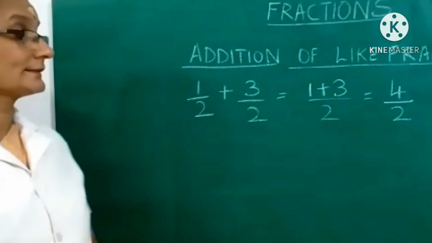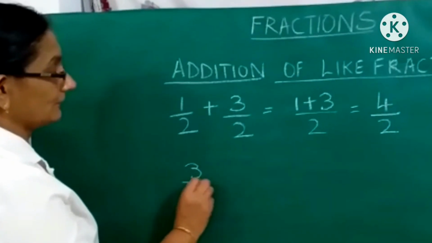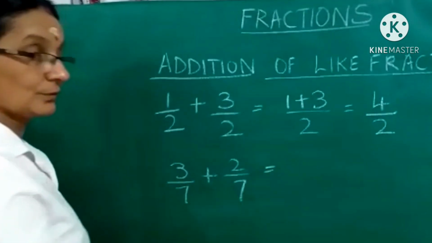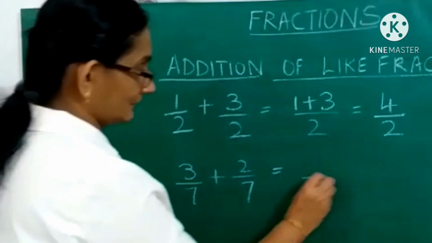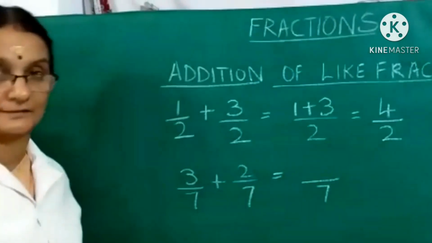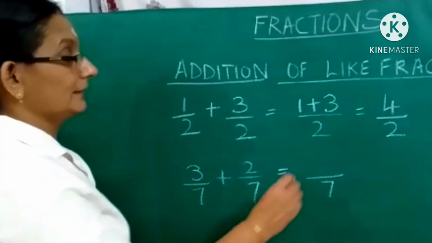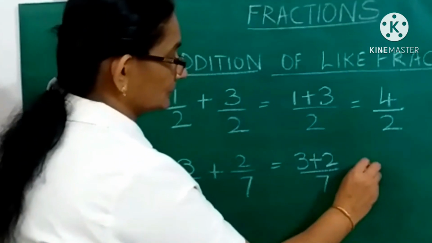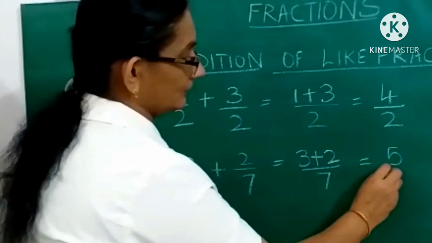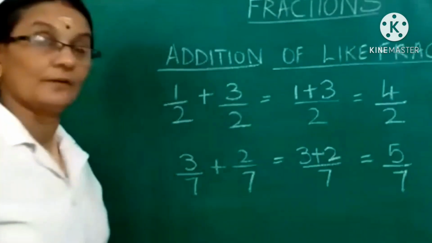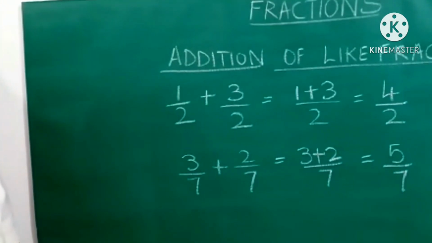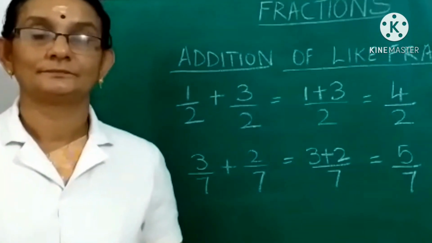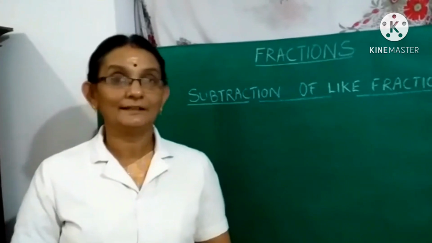Let us go for another example. 3 by 7 plus 2 by 7. So what is the first step? Yes, write the denominator as it is. And then add the numerators. What are the numerators? 3 and 2. So what is 3 plus 2? 5. And the answer is 5 by 7. So this is how we add like fractions. So we have added like fractions.